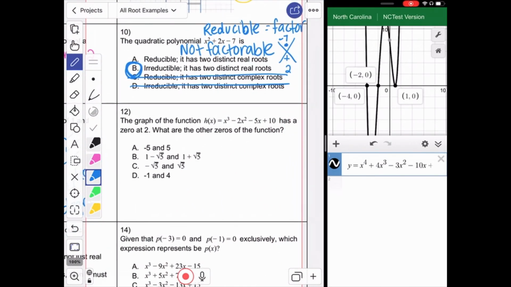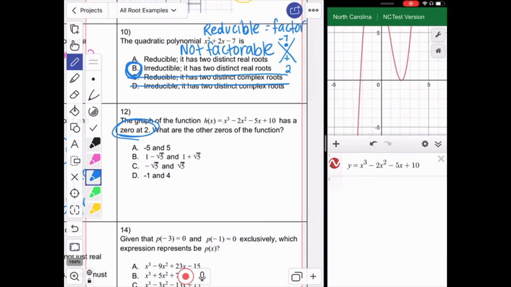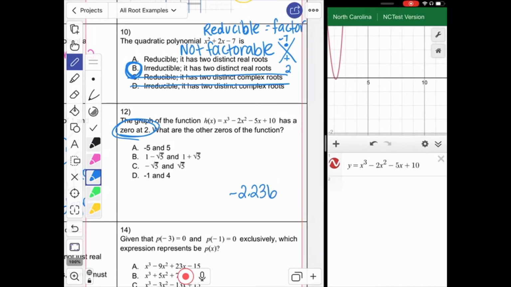All right, so for this one it says the graph given, and it has a 0 at -2. What are the other roots? So again, if I look at this problem, I have y equals x to the third, 2x squared minus 5x plus 10. Now, there's a little bit more going on here because that point was a little bit thicker than normal. So I have a root at -2.236, which is going to be an irrational root of some sort.